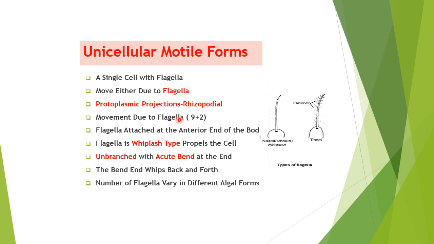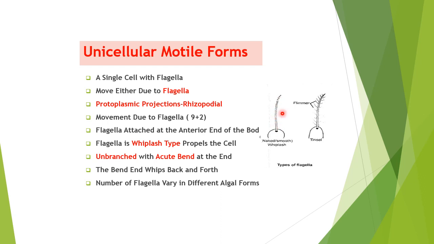A true flagellum is here, which has a 9+2 structure. We'll discuss it in the next slide, just to give a hint about it. In the next video, you'll see the detailed structure of the flagella. The flagella are attached at the anterior end of the body or the thallus. It can be a whiplash type or a tinsel type, mostly whiplash type. Whiplash means it is a flagellum where the bent end whips back and forth. So you have an unbranched flagellum with an acute bend at the end. That is called a whiplash.